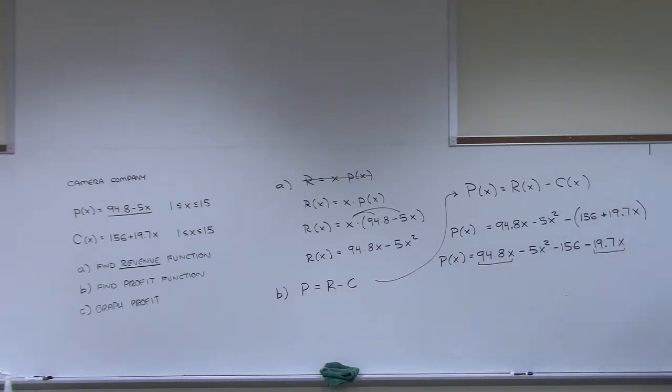All right, so this will be a minus, two minuses. So I need to do this on my calculator. 94.8 minus 19.7, 75.1 x's.